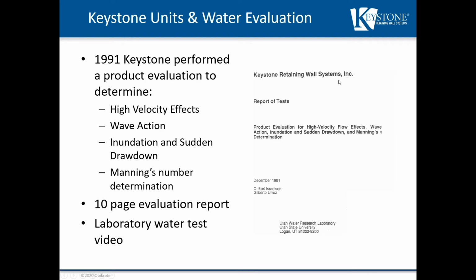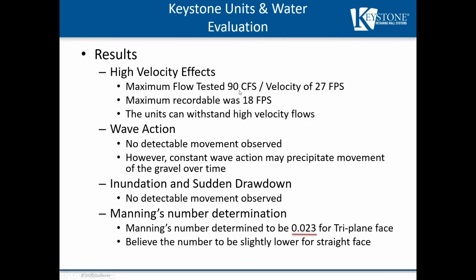A 10-page evaluation report was produced, and the high velocity flows did not seem to have an effect on the Keystone retaining wall. They can withstand those high velocity flows. For the wave action, there was no detectable movement observed in the wall units. There was, however, some precipitant movement of the gravel over time under constant wave action. And there was no detectable movement for the sudden drawdown.